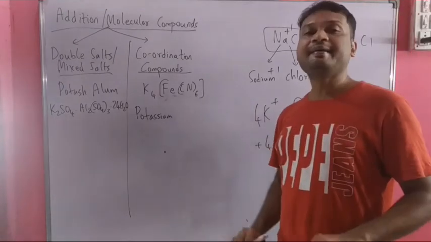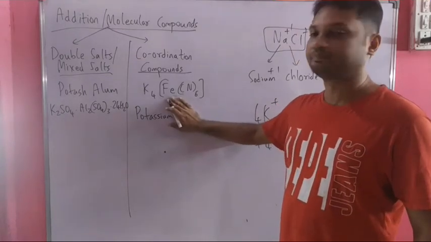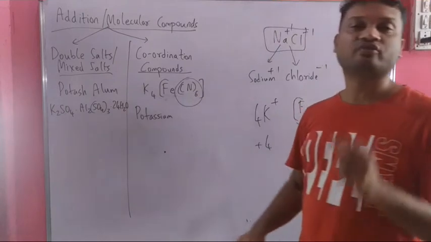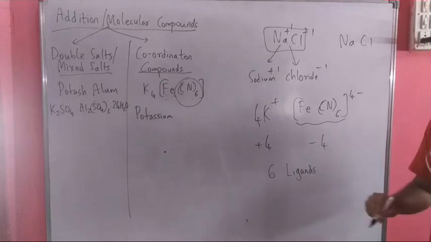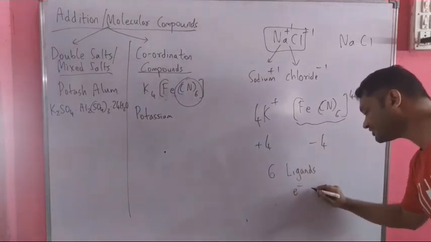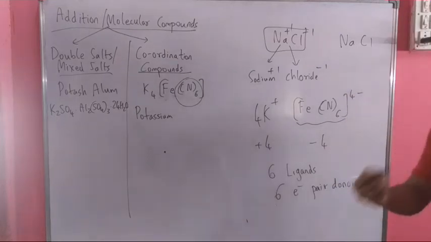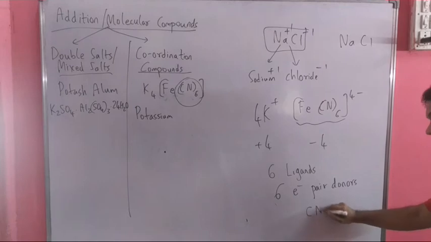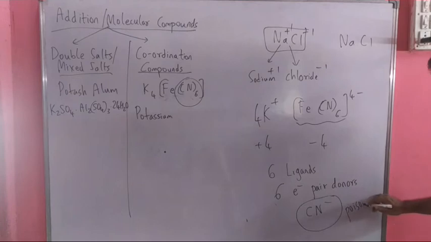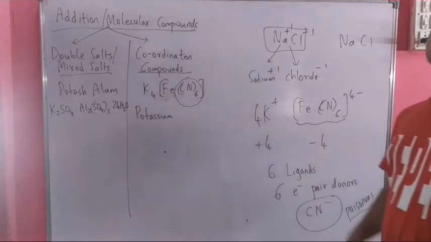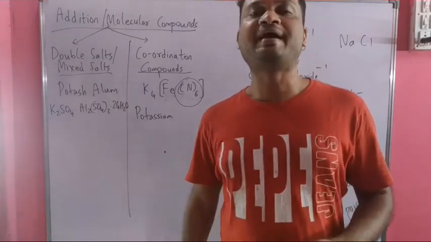So this is named as potassium, the cation first, then let us name this thing. So we have here 6 ligands. What is a ligand? A ligand is an electron pair donor. So we have 6 electron pair donors. Which is the species donating electrons? It is cyanide ions, CN minus ions, which are poisonous. We know cyanide is poisonous. So CN minus ions in this case are the ligands, which are electron pair donors.